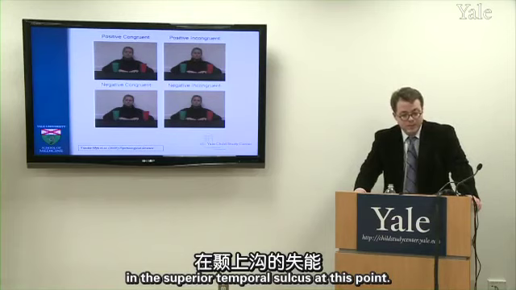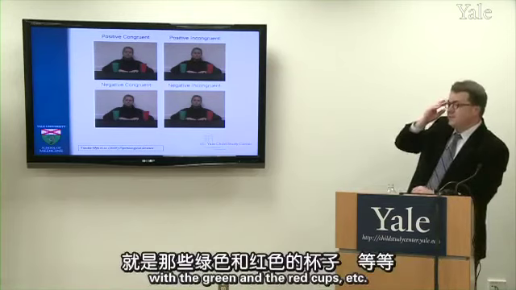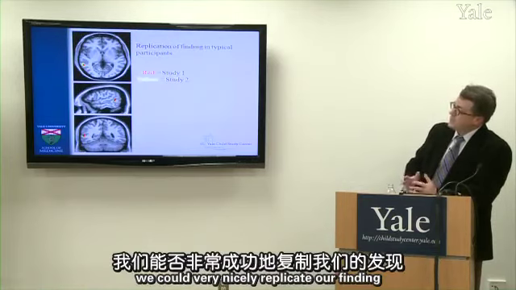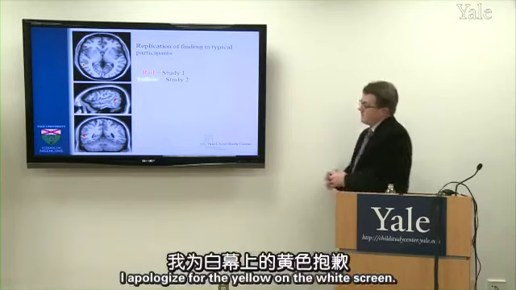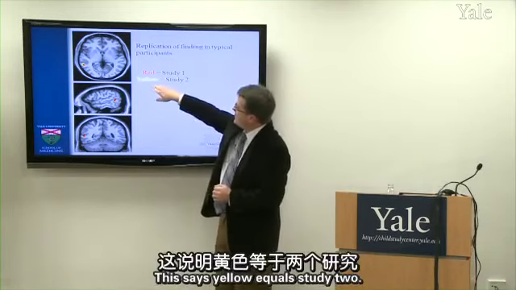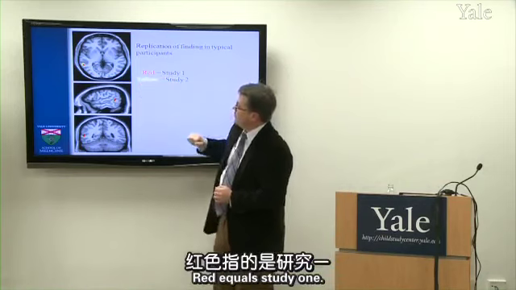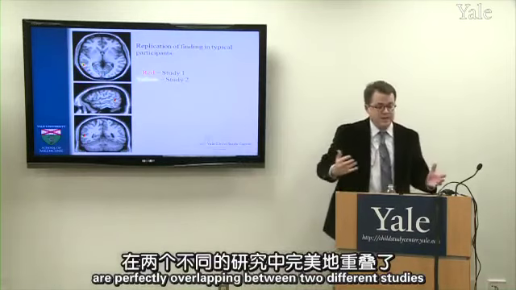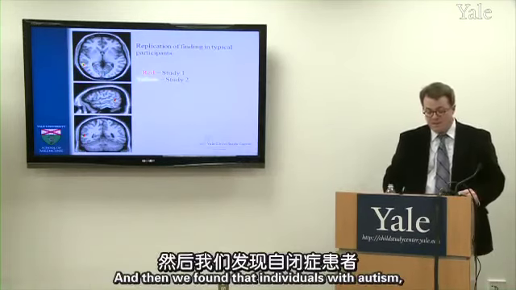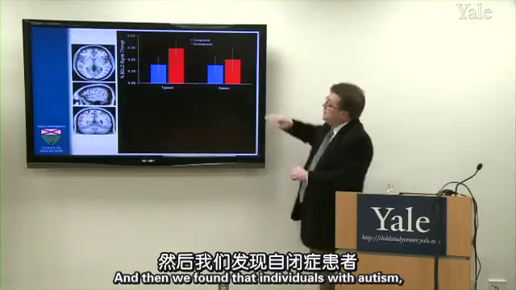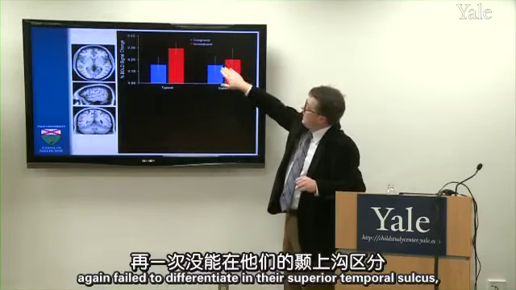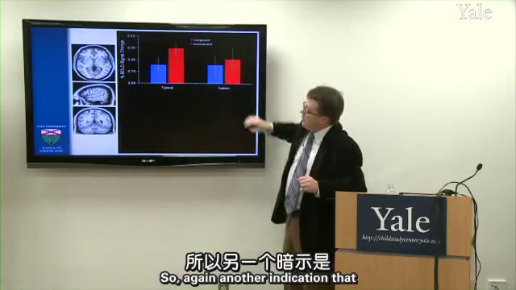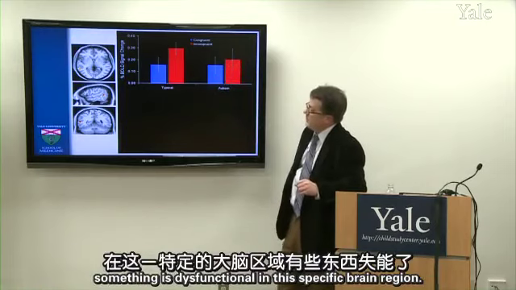But we followed it up in our lab using this Caitlin task with the green and the red cups, etc. And what we found was that we could very nicely replicate our finding in typically developing participants. I apologize for the yellow on the white screen. This says yellow equals study 2, red equals study 1. So what you see is that the regions of activation are perfectly overlapping between 2 different studies done on 2 different magnets, right? And then we found that individuals with autism, again, fail to differentiate in their superior temporal sulcus the incongruent versus the congruent activity. So again, another indication that something is dysfunctional in this specific brain region.